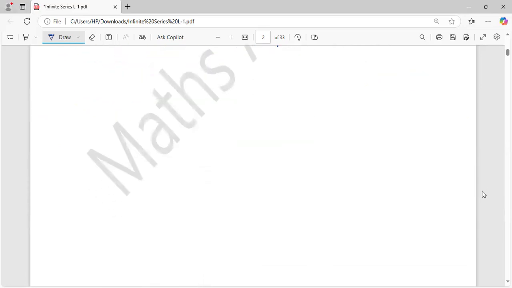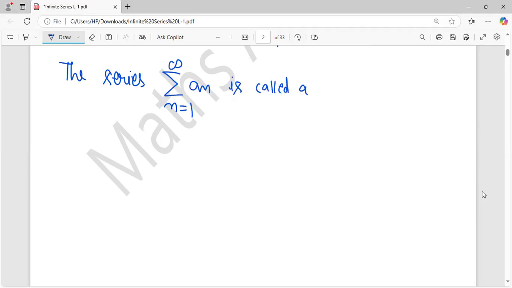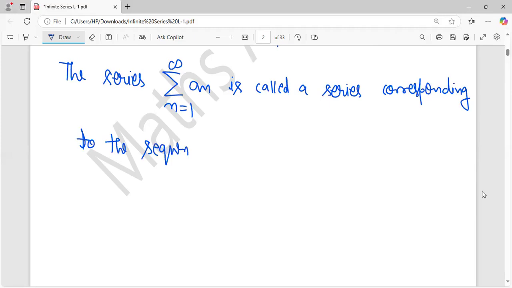The series summation n goes to 1 to infinity an is called a series, or you can say infinite series, corresponding to the sequence an.